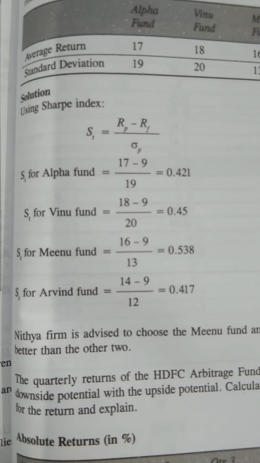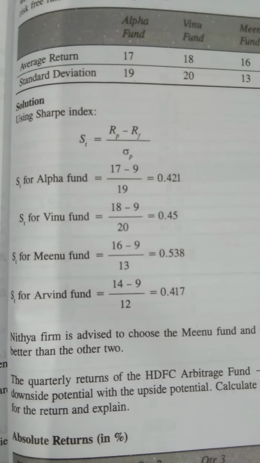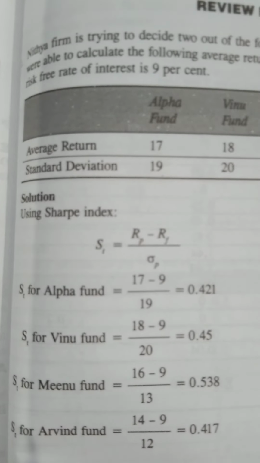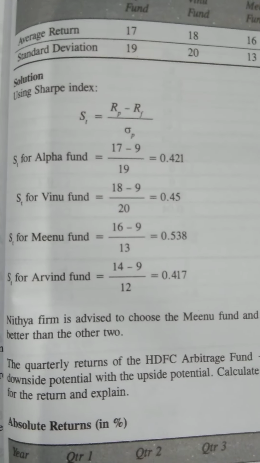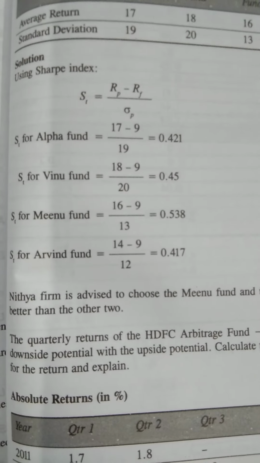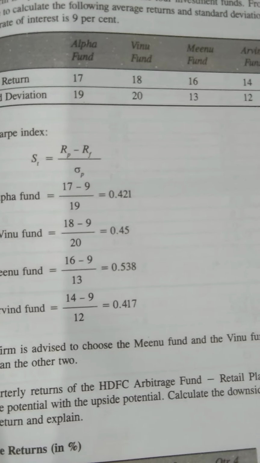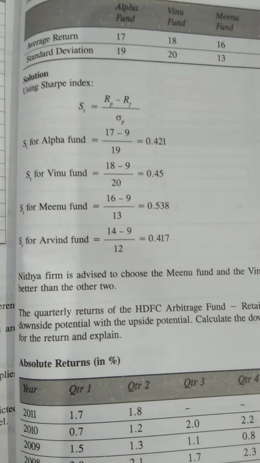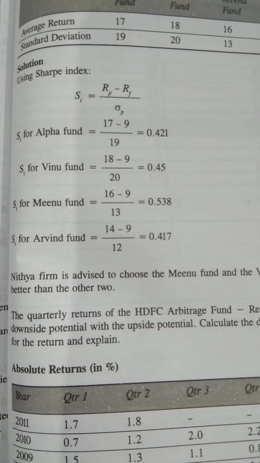Don't be nervous. The return from Alpha fund is 17, and the risk-free return is 9 for all the funds, because in the question the risk-free rate of interest of 9% is given. The return from the first fund is 17, second 18, third 16, last 14, and the standard deviations are 19, 20, 30, 12. Accordingly we have calculated the risk-adjusted return of the funds.